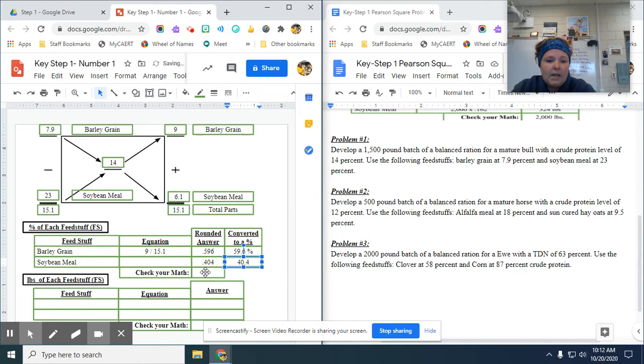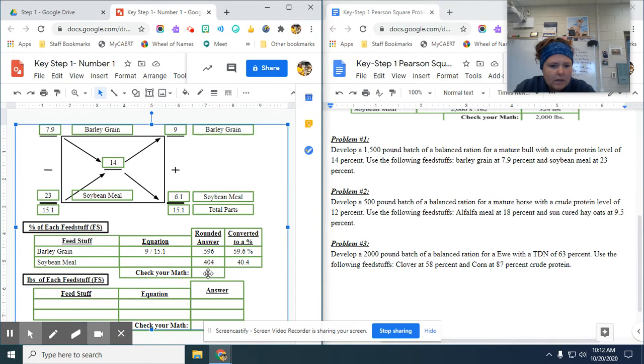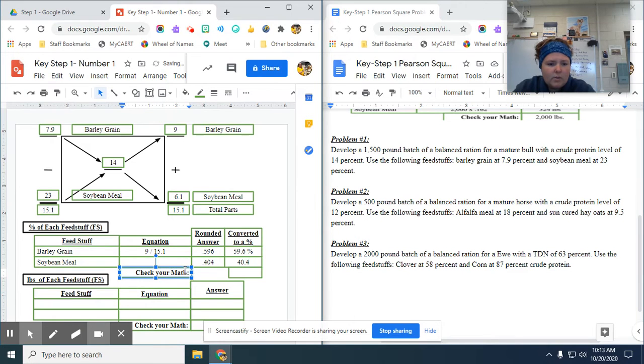For this, checking your math, you take those 2 decimals, 0.596. Actually, you know what? I think I moved this. I did. Okay, so I'm going to move it real quick. I actually want to take the percentage.